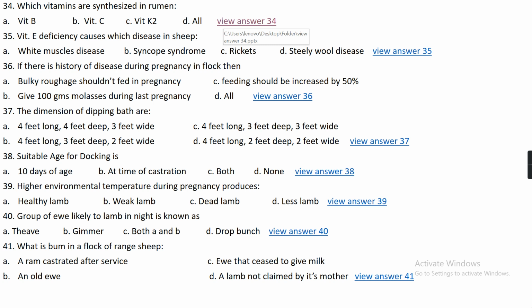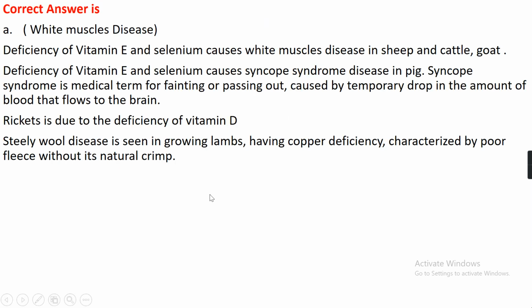Question number 35. Vitamin E deficiency causes which disease in sheep? Option A, white muscle disease. Option B, syncope syndrome. Option C, rickets. Option D, steely wool disease. The right answer is option A, that is white muscle disease.